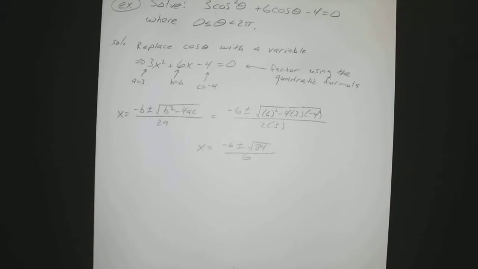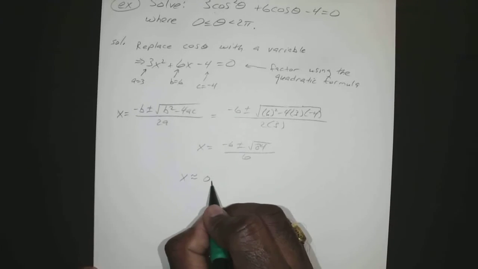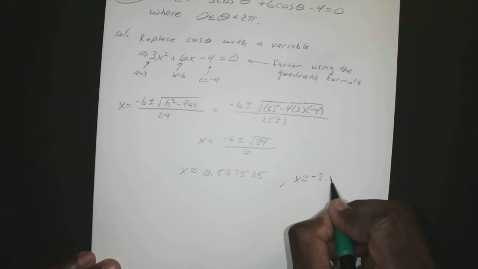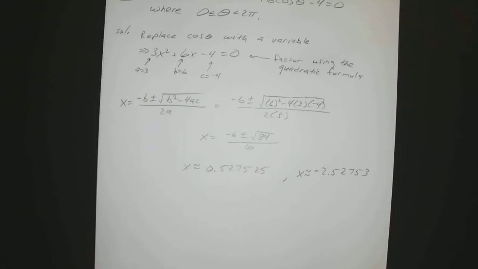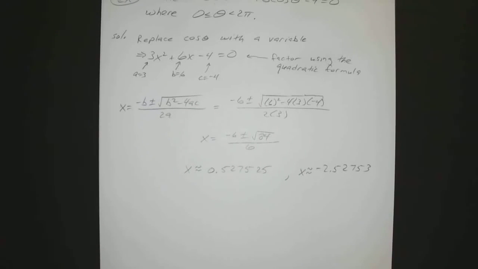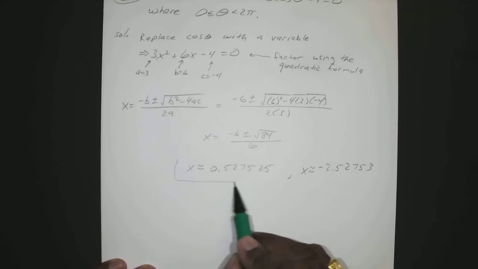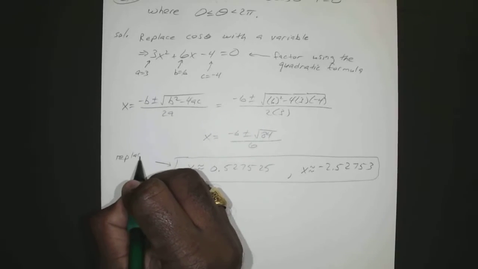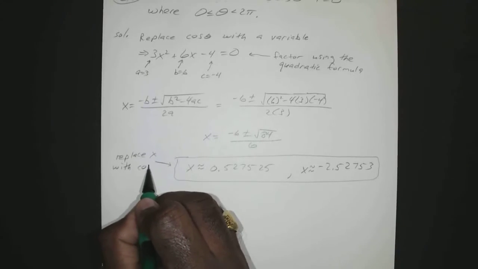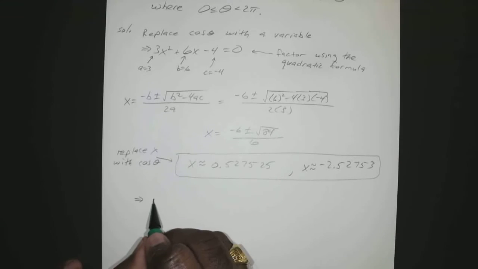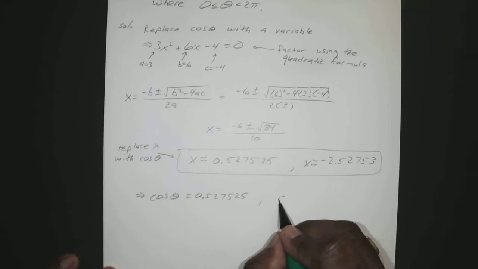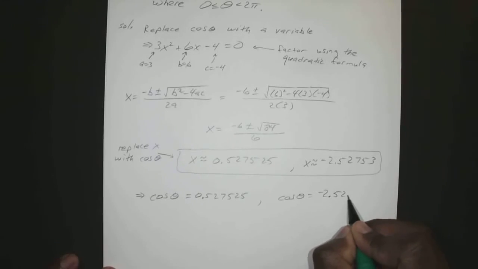Okay, so square root of 84 isn't a perfect square, so you know you're going to get an irrational number somewhere. So if you just plug that into your calculator, you end up with x is equal to about 0.527525, and x is about -2.52753. Okay, now once you get here, you just replace your variable with cosine of theta. So that gives us cosine of theta equals 0.527525, and cosine of theta equals -2.52753.